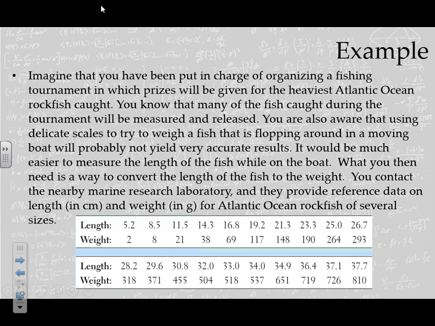No, order is very important. 5.2 has to go to 2, 8.5 has to go to 8. Is that the first option? Yes, it's the first option in your graph. I accidentally deleted the first two and this three. Can I just point it out? And I'll delete this.